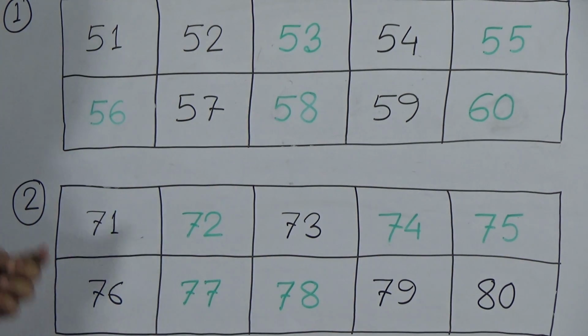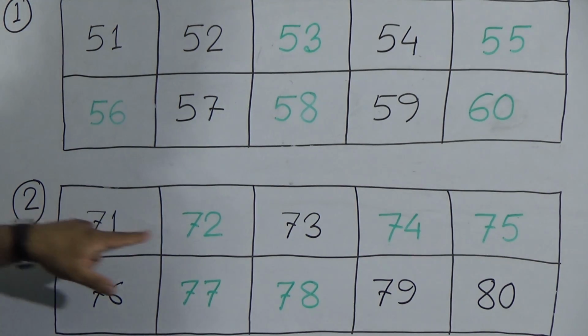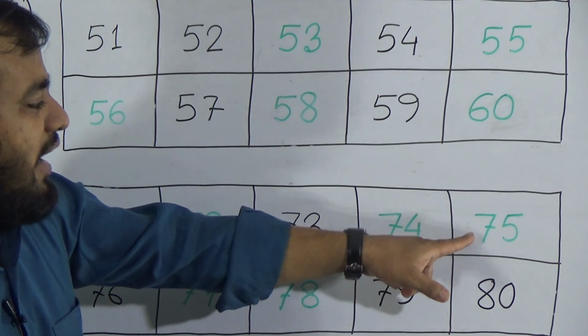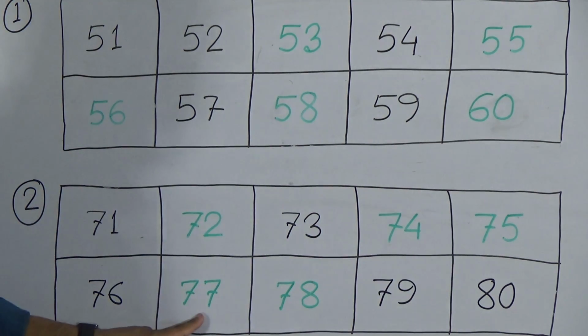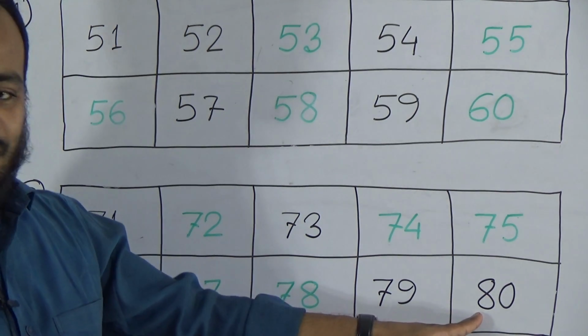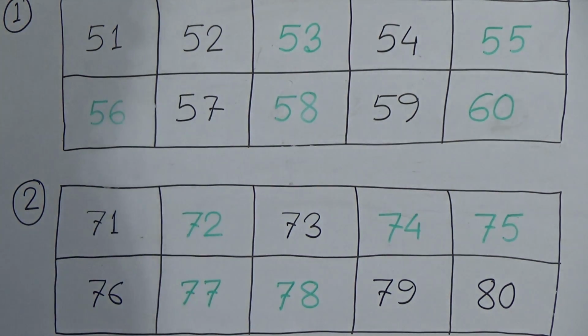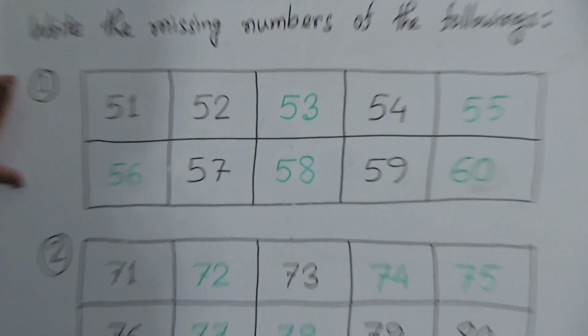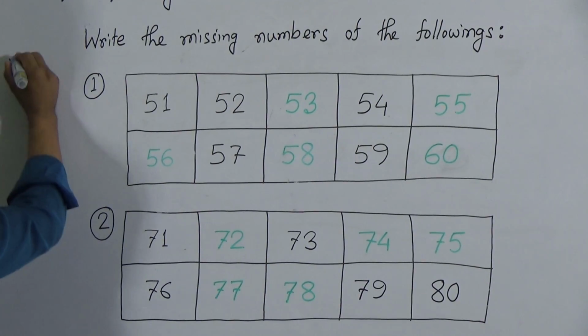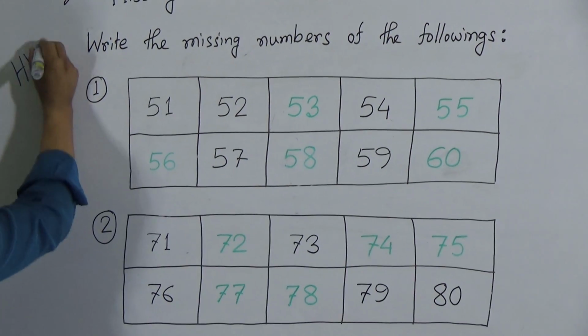Now read out the numbers again for the revision, for checking again. It's 71, 72, 73, 74, 75, 76, 77, 78, 79 and 80. I hope, dear students, you have understood how to fill up the blanks and how to write down the missing numbers. Now, my dear students, this CW is your HW, and your HW number is 13.